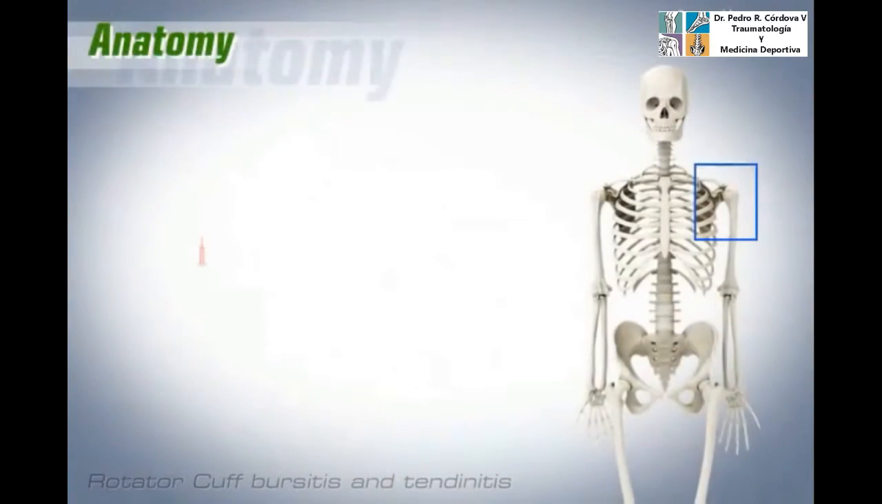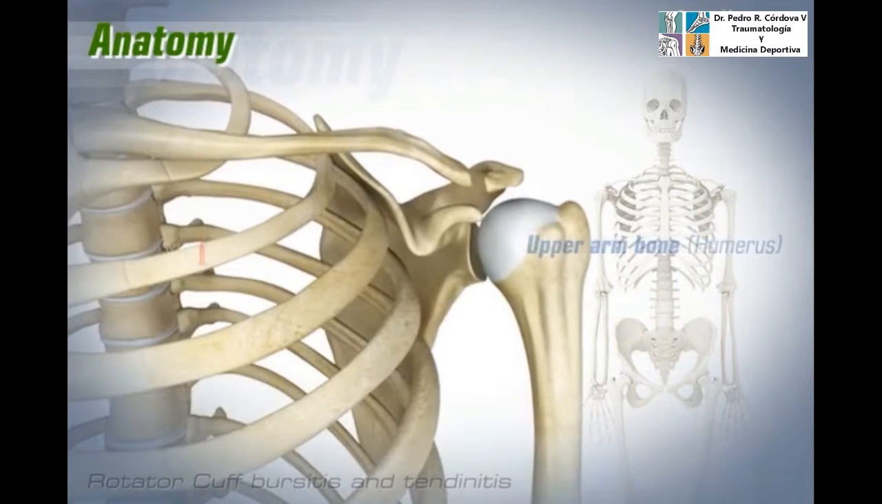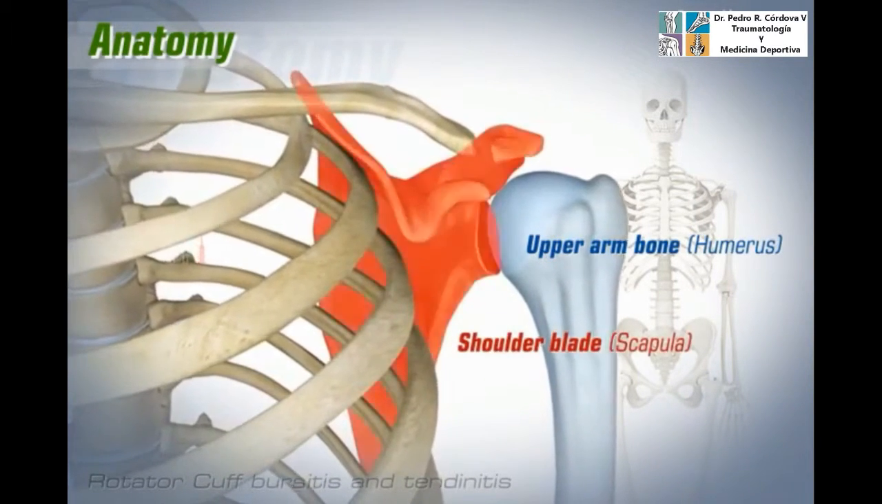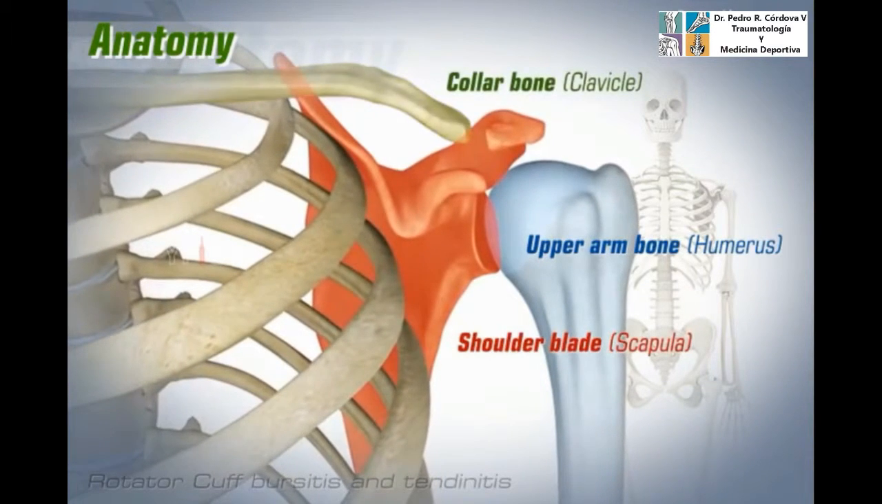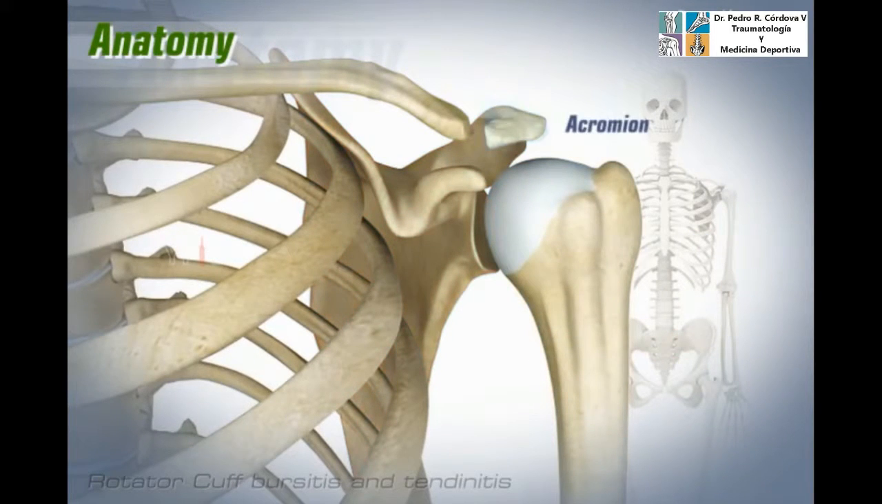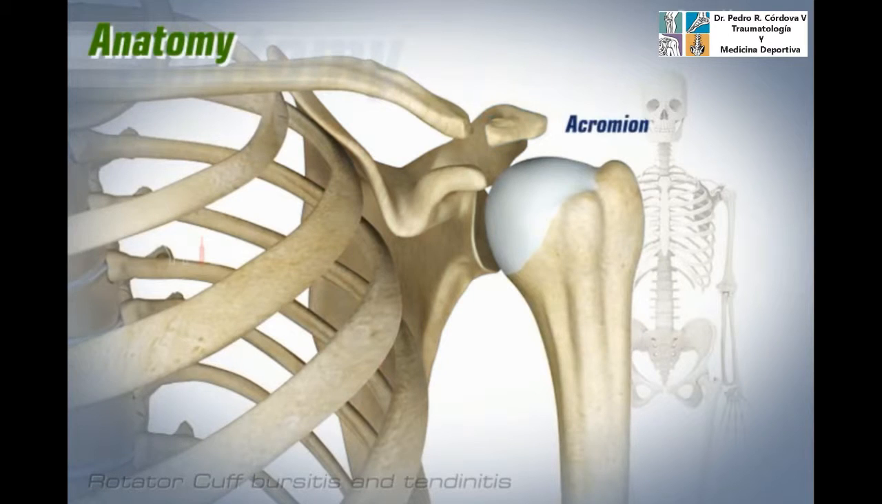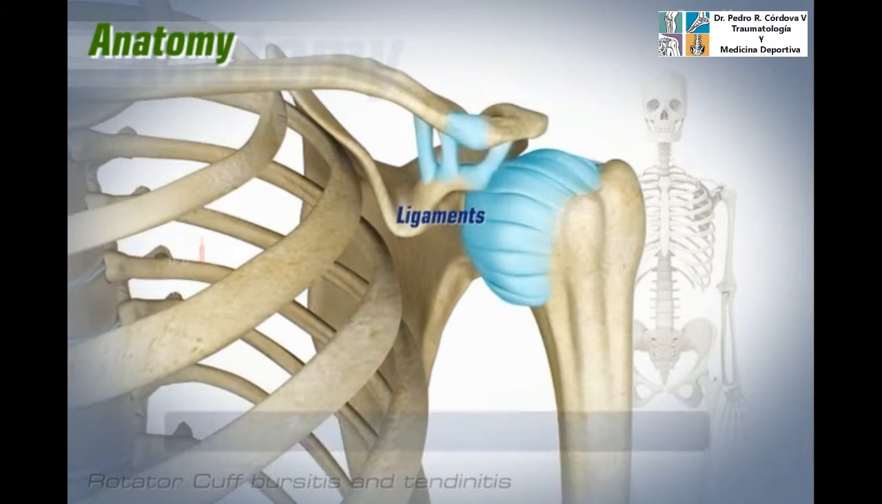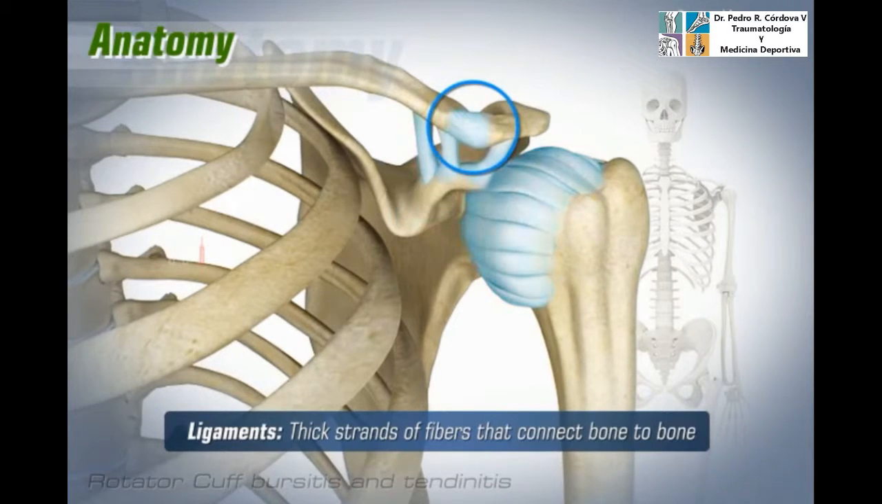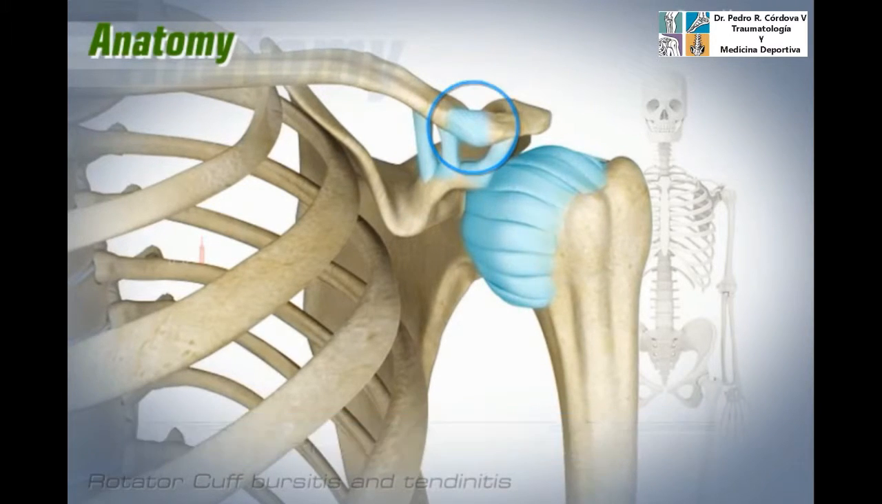Anatomy. Three bones, namely the upper arm bone, humerus, the shoulder blade, scapula, and the collarbone, clavicle, join together to make the shoulder joint. The acromion is a protuberance of the shoulder bone or scapula. Ligaments are the thick strands of fibers that connect bone to bone. Ligaments connect the collarbone to the shoulder blade at the acromion process.